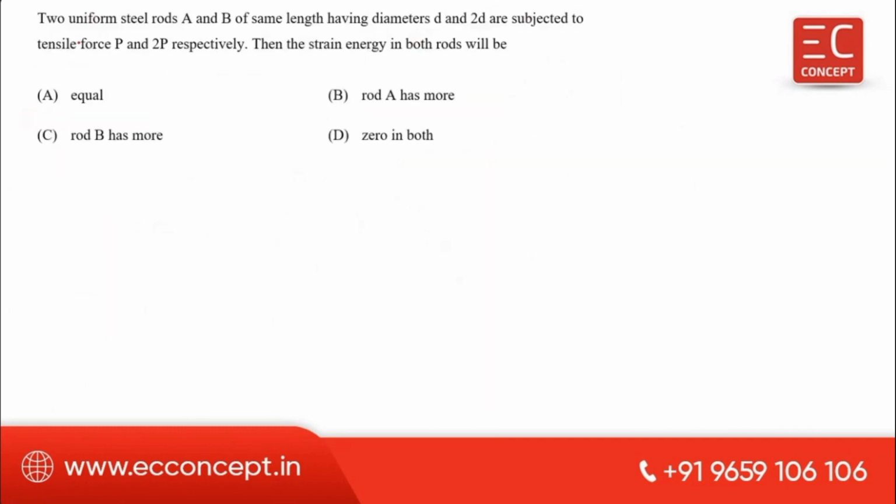So this question is over. Now, two uniform steel rods A and B of the same length, having different diameters, are subjected to tensile forces respectively. The strain energy in both rods will be what? We know that strain energy due to axial force is equal to P squared L divided by 2AE. This is the strain energy due to axial force. Now, the strain energy in bar A is equal to what?